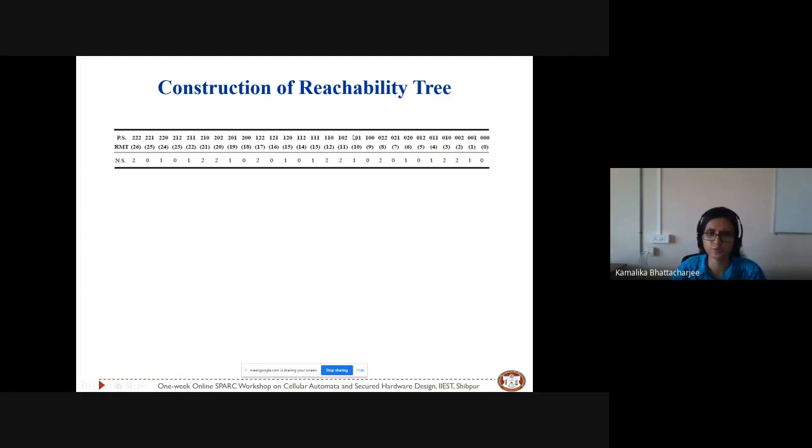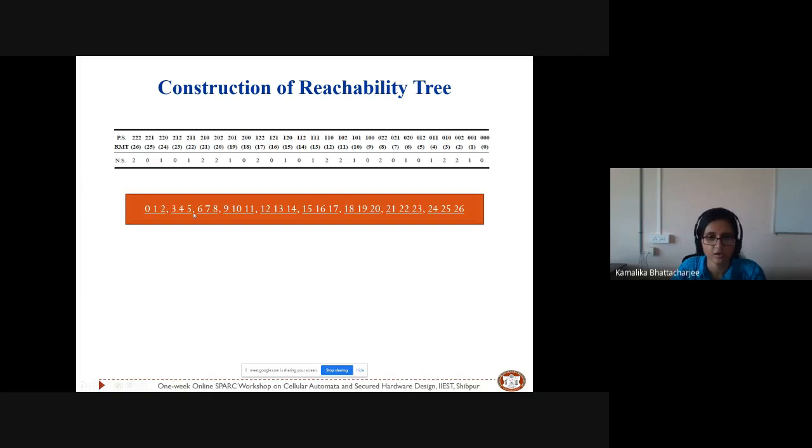Let us take this rule. Here it is a three-neighborhood twisted CA rule. So as I said, the root contains all sibling RMTs. So here all RMTs we are placing from 0 to 26. 0, 1, 2 is the first set, 3, 4, 5 the second set. In this way, all 9 sets are there.